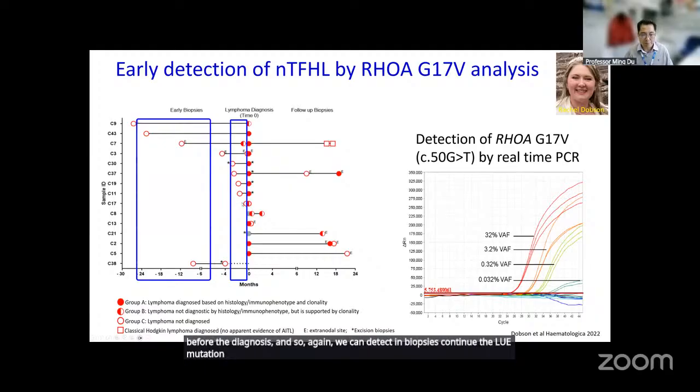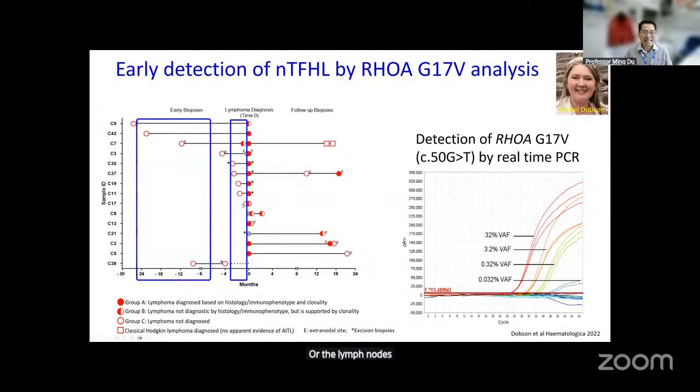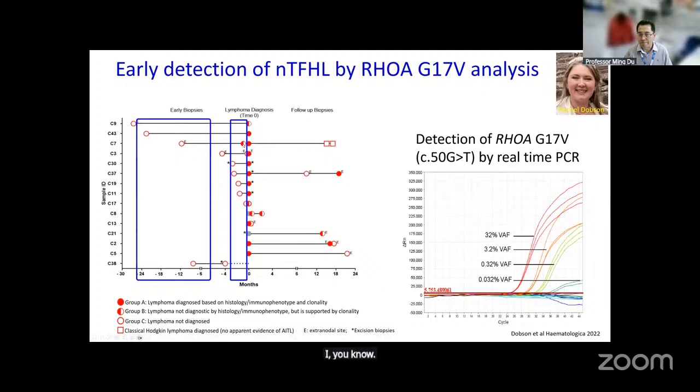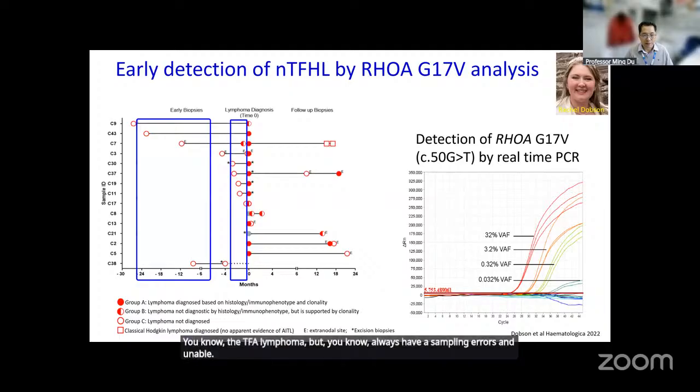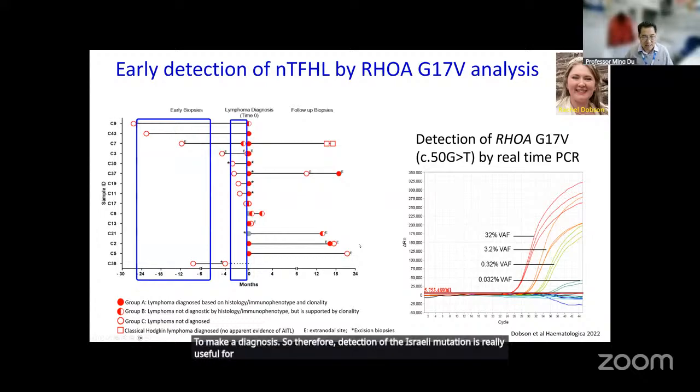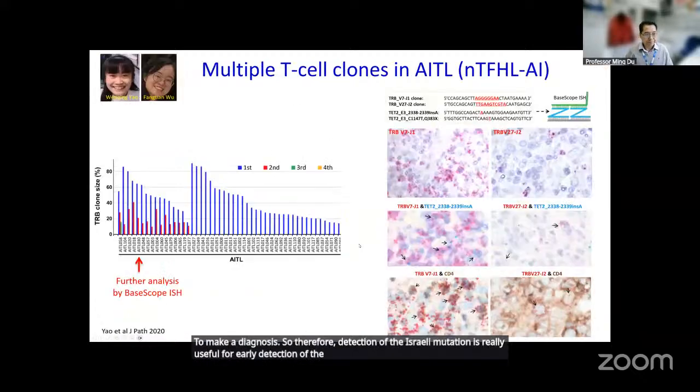For this biopsy, most likely because of core biopsies or the lymph node biopsy not being representative of the AITL, the patient was already presenting with a nodal TFH lymphoma, but with sampling errors was unable to be diagnosed. So detection of this RHOA mutation is really useful for early detection of AITL.